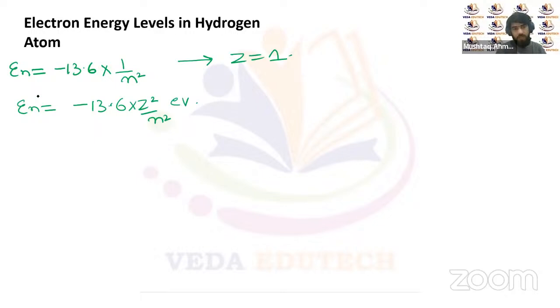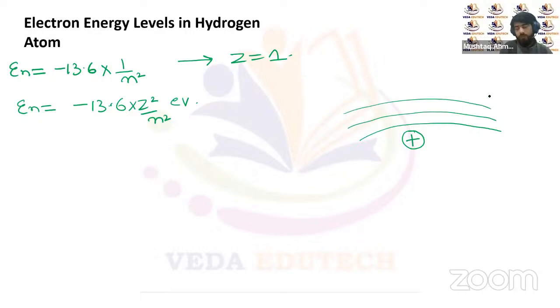Now you can see here energy is actually inversely proportional to n square. It means as we move to higher orbits, or higher energy levels, for higher n values, the energy is more. So energy actually increases. Let's suppose this is the hydrogen atom and these are the different energy levels.